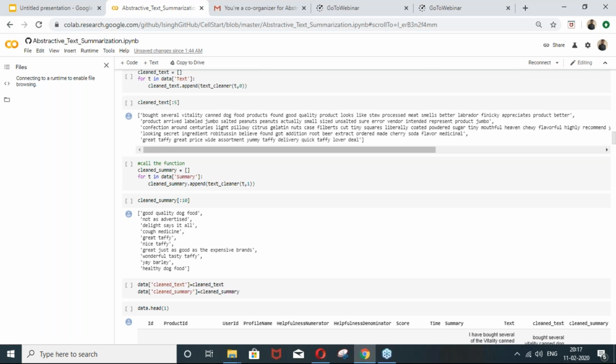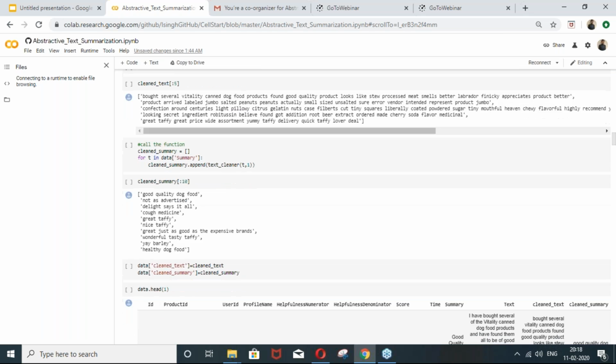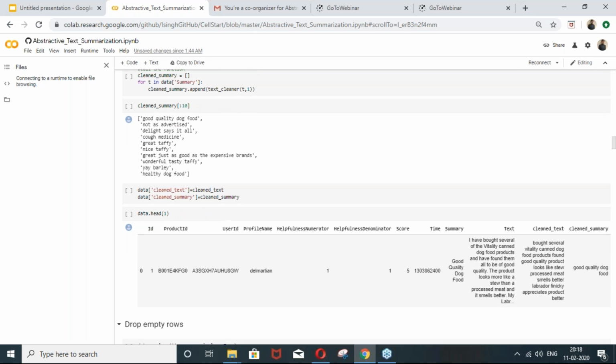Now we will do the same thing for the summary. As I have shown you the data set, we have the review as well as the summary. So we are doing this for the summary part as well. I'm printing 10 of the summaries over here. As you can see, "good quality dog food", "not as good as I like", and so on.